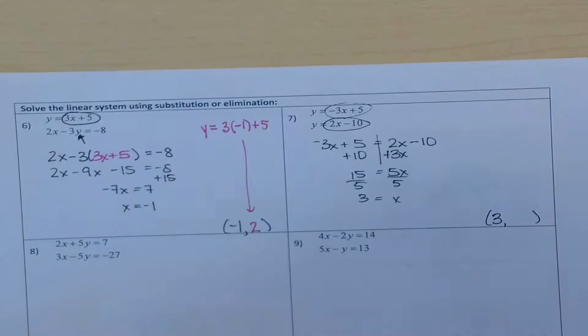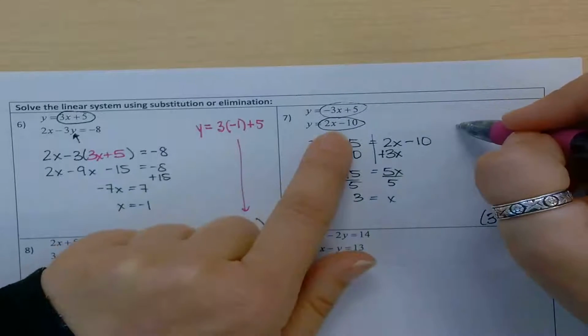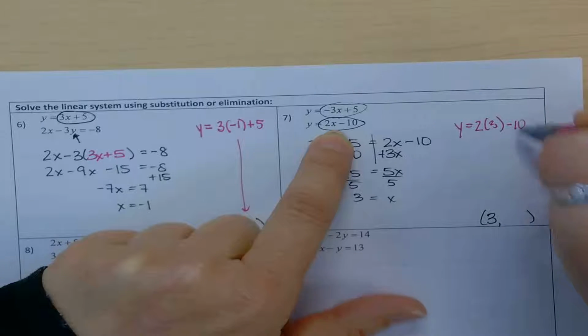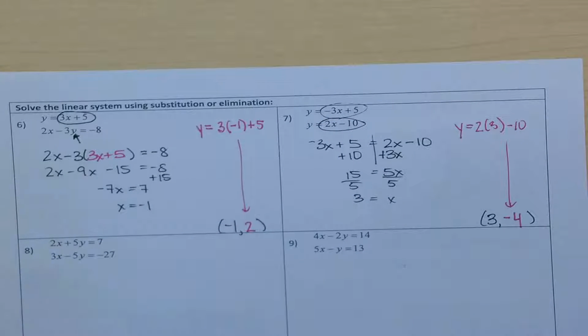Again, to find the back number, I'm going to plug in, and it doesn't matter where. So if I use this second equation, I'm doing 2 times 3 minus 10, and that is negative 4. If you plug into the top equation, you'll get negative 4 also.